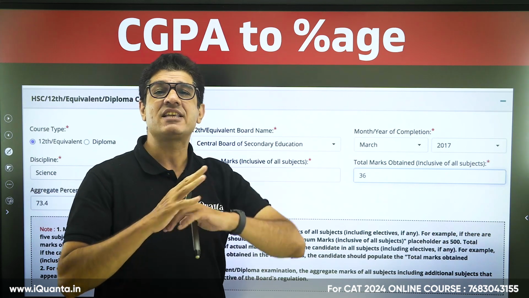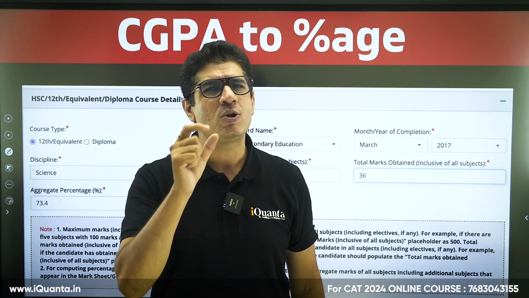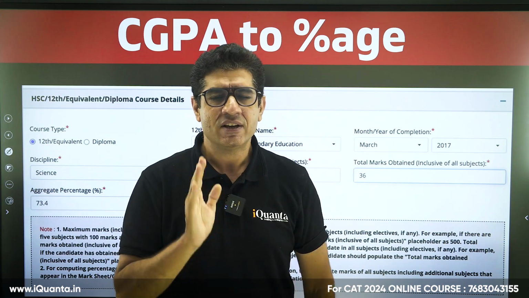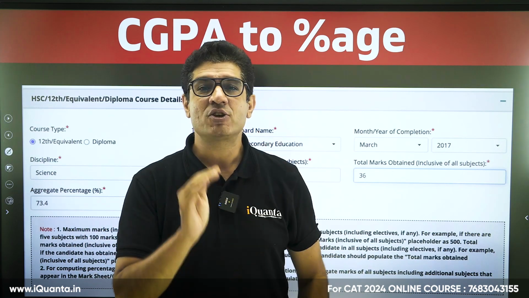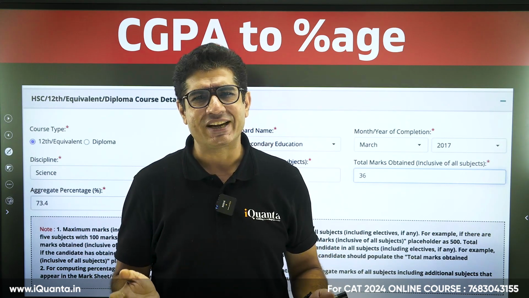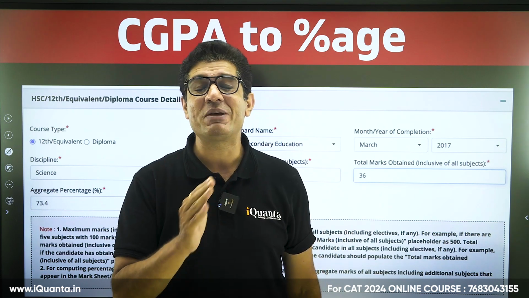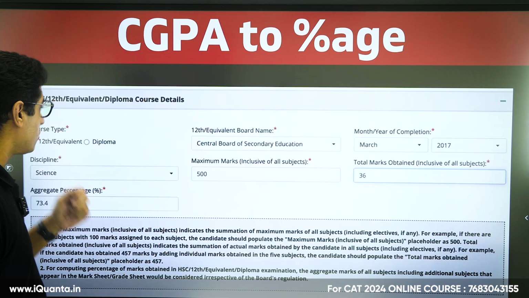And in case there is no formula on the mark sheet or on the website of the board, then look at the maximum CGPA. So for example, in most places the maximum CGPA is 10. So if you've gotten a 7 out of 10, that's 70%. So in such cases, you'd simply multiply it by 10 and you'd get it. So that's conversion to percentage.